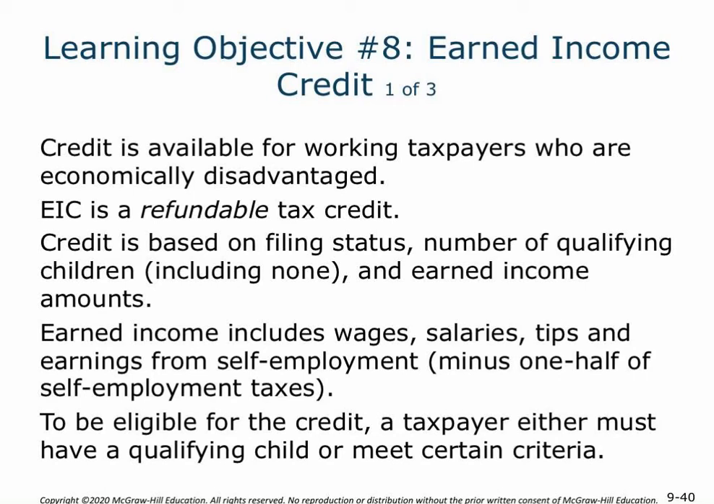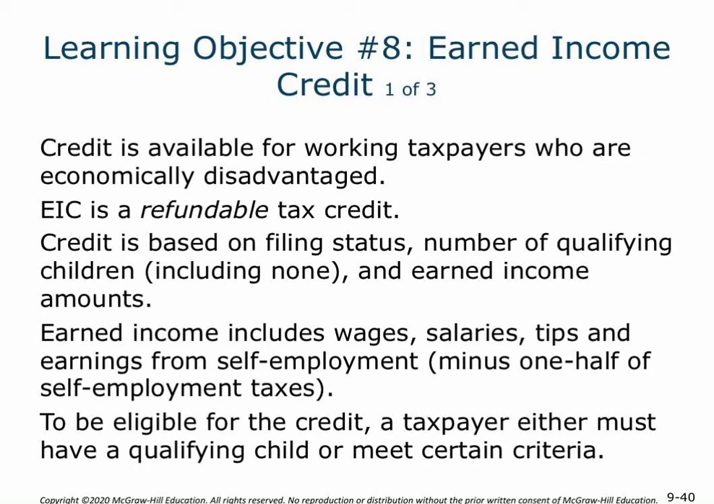Learning objective 8, Earned Income Credit. This credit is available for working taxpayers that are economically disadvantaged, and it is a refundable tax credit, so you're going to get this amount back even if you didn't pay taxes. The incentive here is to compensate disadvantaged working taxpayers that may pay other taxes, for example taxes that might be thought of as regressive, such as a fuel tax, where you're paying tax on the gasoline to get to work, but it's felt less harshly by those that earn more. The earned income credit is meant to offset that.